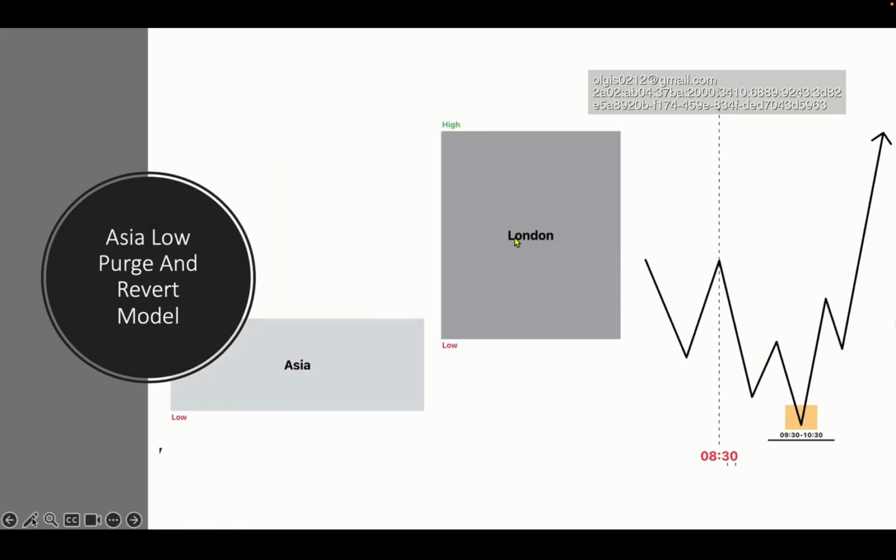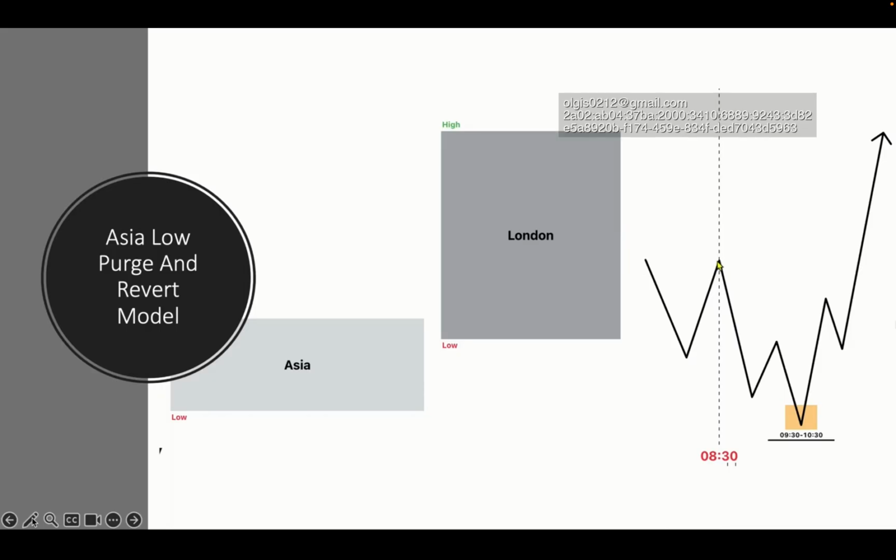If we're taking a look at the Asia low purge and revert model, it looks like the following. Asia was a consolidation, London expanded to the upside, but did not continue higher. Instead, the market retraced lower, and from 8:30 we want to see sell side delivery occur. We want to see manipulation to the downside occur. Where could the market potentially reverse?